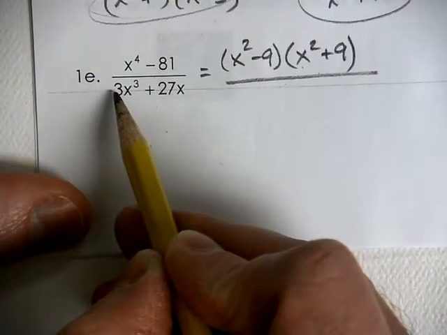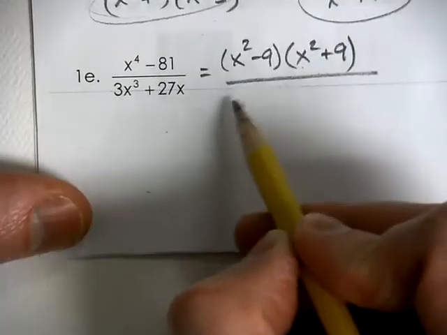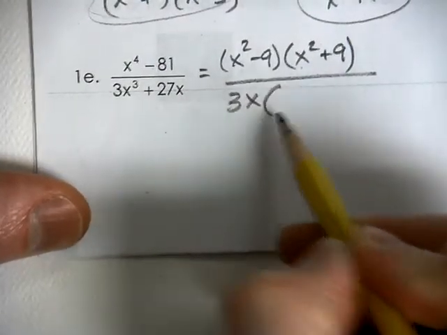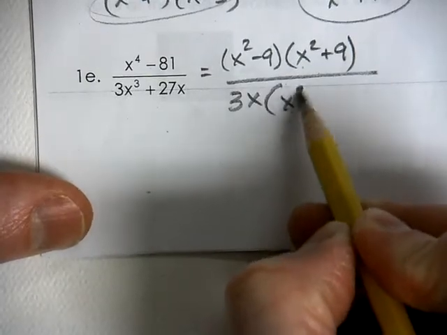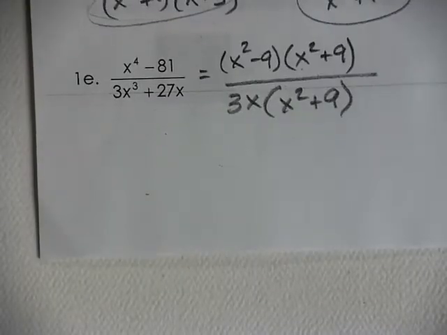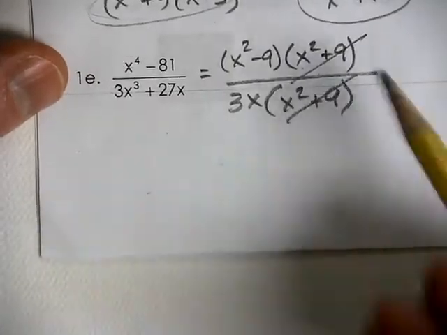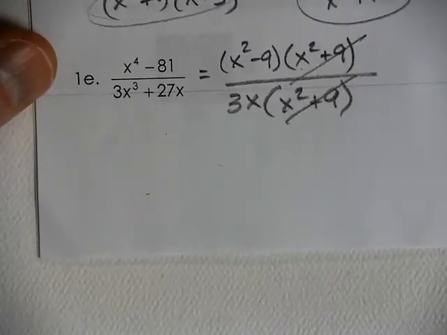Here, what we can factor out, 3 goes into 3, of course, and 3 also goes into 27. So we have a 3x. That leaves us with an x squared plus a 9. So our common factor is going to be to cross those out.